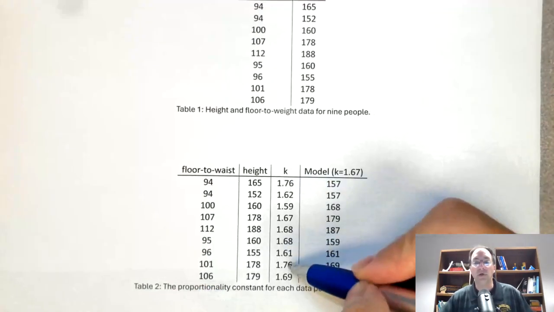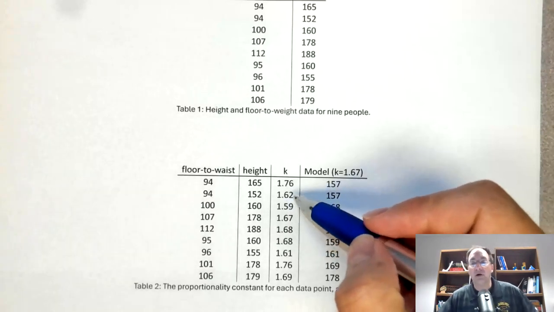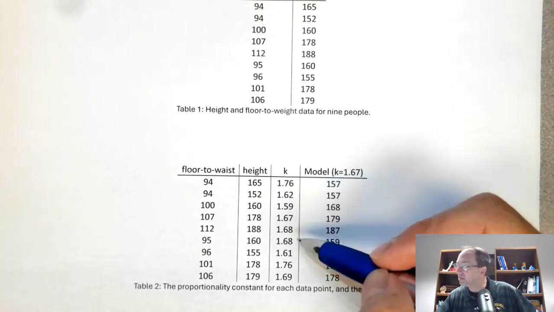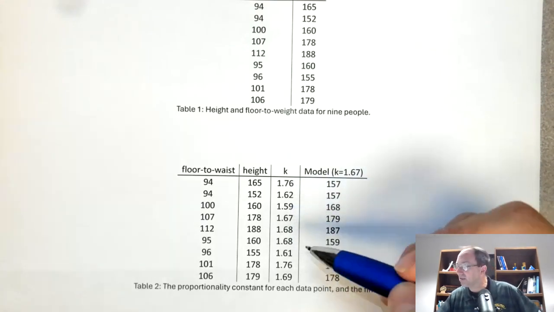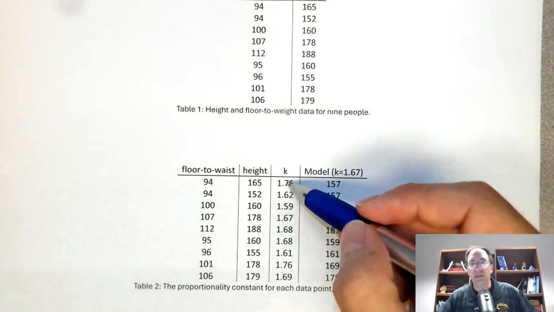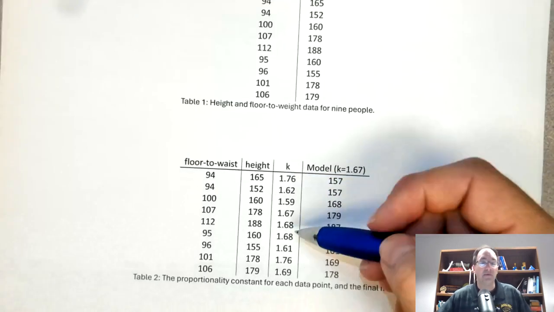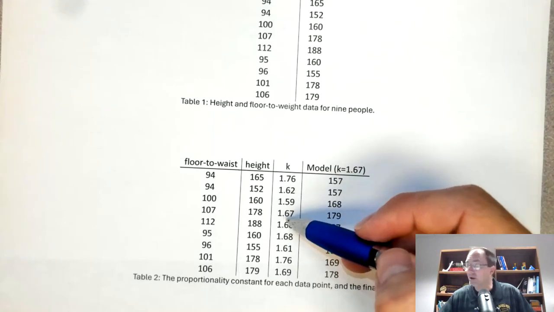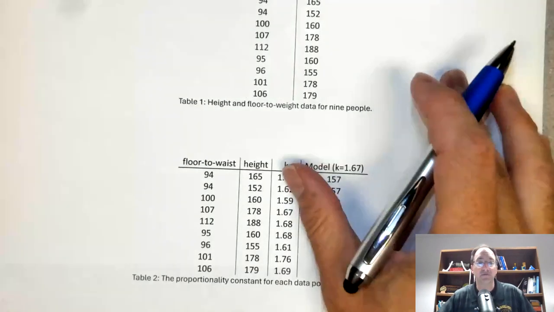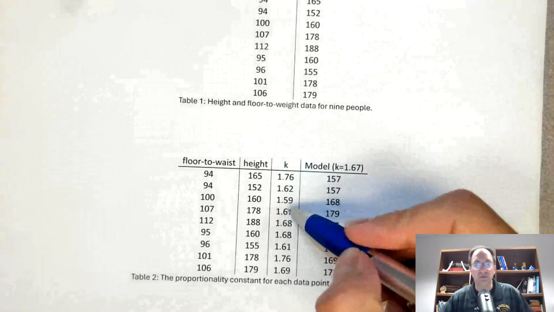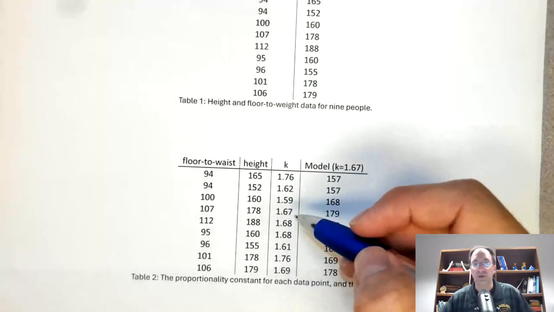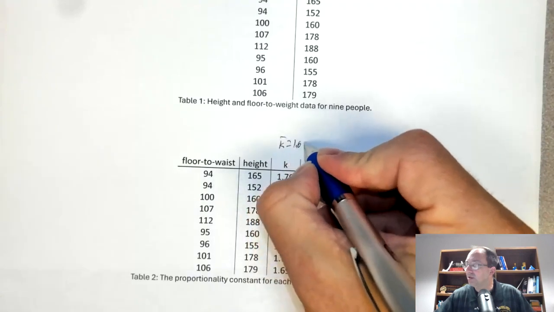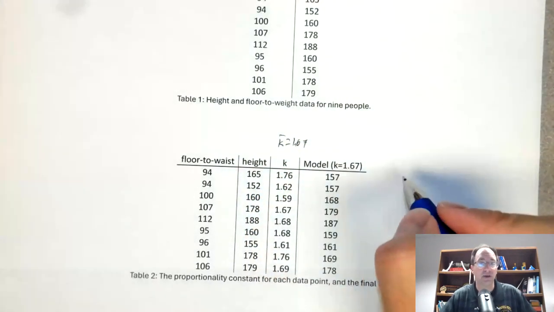And so notice in this column how the k values are all around 1.6. There's a 1.76, and a 1.59 is about as small as they get. So if this column was completely constant, then we would have a perfect proportionality. If these values were all over the place, more than they are, then we might have to reevaluate our assumption. But because these numbers are relatively close, we can find the average, which happens to be 1.67. And then we can use that to form a model and see how good of a job it does.